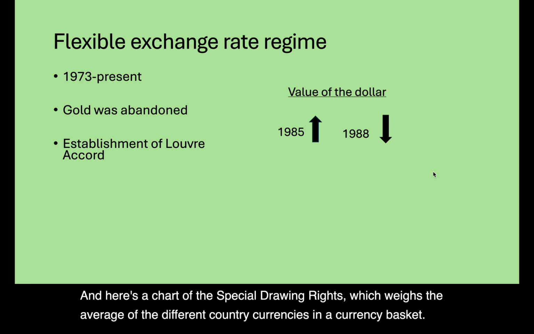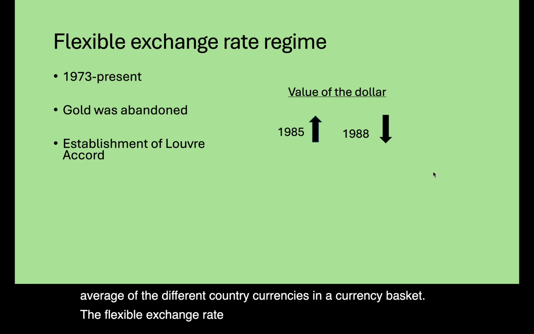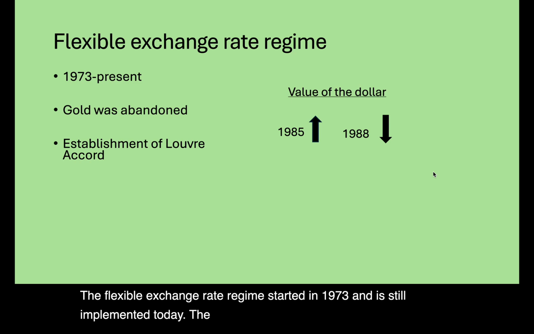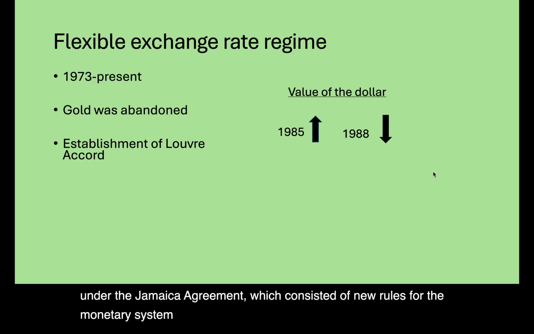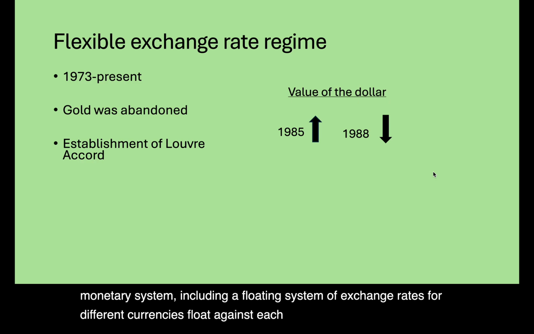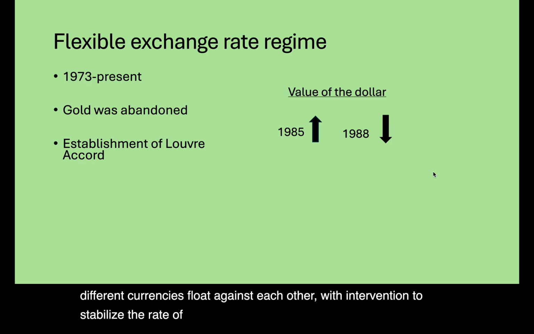The flexible exchange rate regime started in 1973 and is still implemented today. The flexible exchange rate was established under the Jamaica Agreement, which consisted of new rules for the monetary system, including a floating system of exchange rates where different currencies floated against each other, with intervention to stabilize the rate of exchange, as well as the abolishment of gold as an asset.